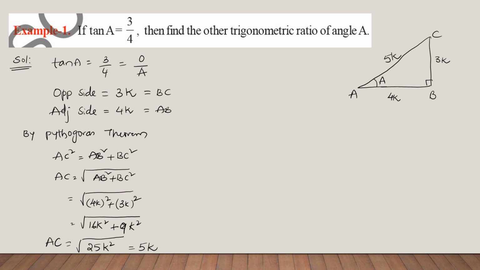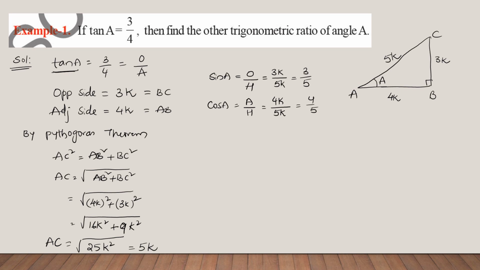Now we already have all three sides. Finally, what do we need to find out? The remaining trigonometric ratios. Already tan A is given. So first of all I am going to find the value of sin A. What is sin A? Sin A is nothing but opposite side to A by hypotenuse. The opposite side to A is 3k divided by hypotenuse 5k, which gives 3 by 5. In the same way, cos A is adjacent side by hypotenuse, 4k divided by 5k, which gives me 4 by 5.